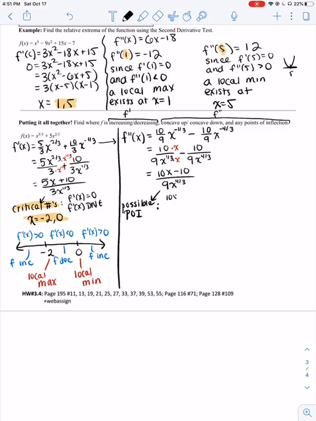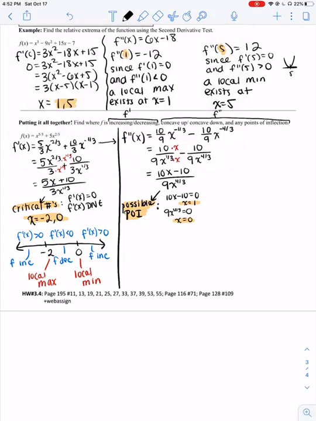Here, I'll write the whole thing. That means x equals 1, and then we would set the denominator equal to 0 because that's where the second derivative will not exist, and that would be 0. So the possible points of inflection are 1 and 0. Okay, so we have a lot going on here.